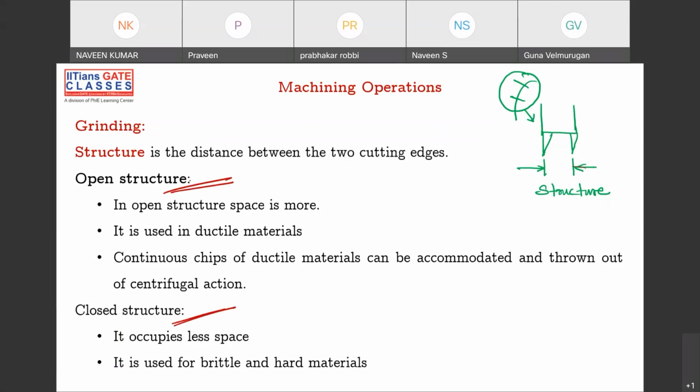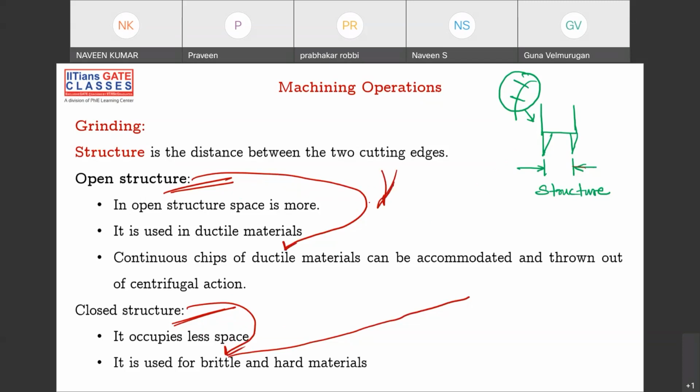Open structure is used for ductile materials, and closed structure is used for brittle materials. Why? Let's say you are using closed structure for ductile material, let us use closed for ductile.